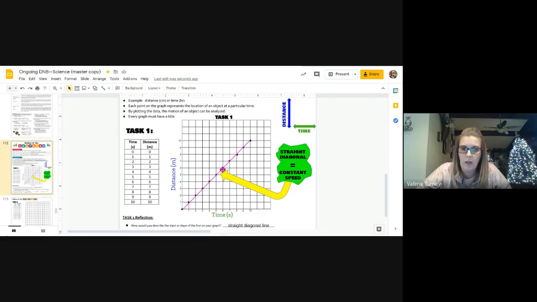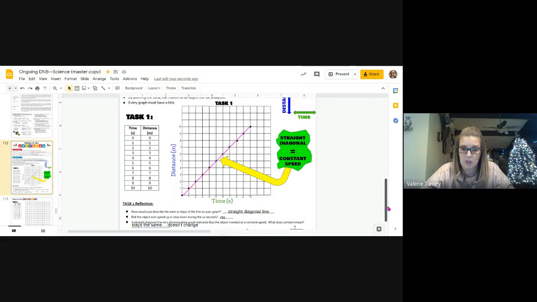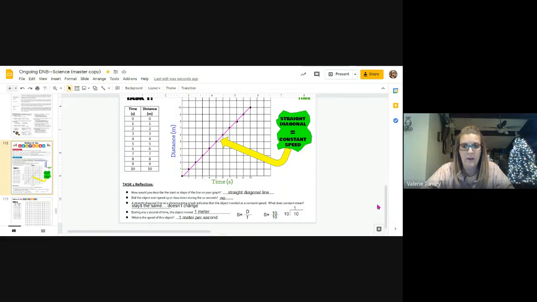We drew our line, and then we stepped back and looked and noticed, hey, that's a straight diagonal line. A straight diagonal line means a constant speed because this particular person went 1 meter every single second. Okay. All right. So now we're going to move on to the second page, task 2. If you don't have something and you need to pause it, go ahead and do that now so that you can get all of your answers there.